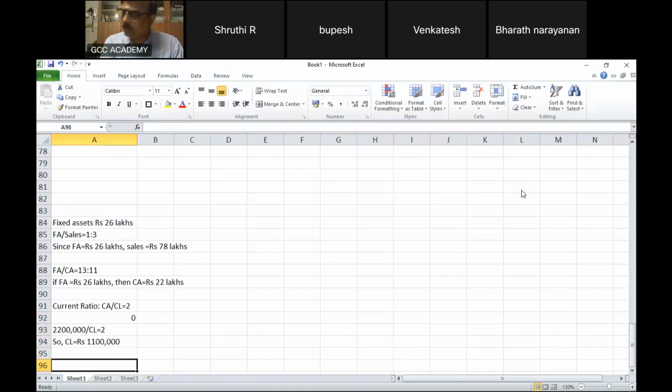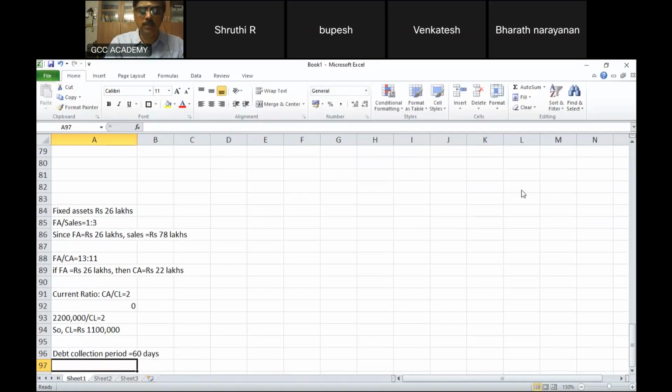Okay, then they have given something very important: debt collection period is 60 days. Assume 365 days in India. Debt collection period is equal to 60 days. All sales are credit sales. Since all sales are credit sales, we got it as 78 lakhs, right? So collection period is equal to debtors into 365 by credit sales.